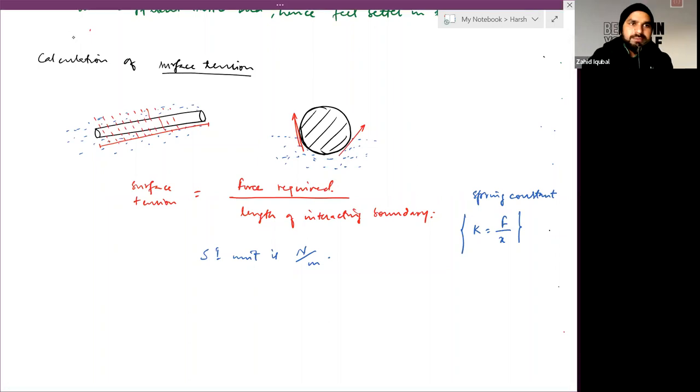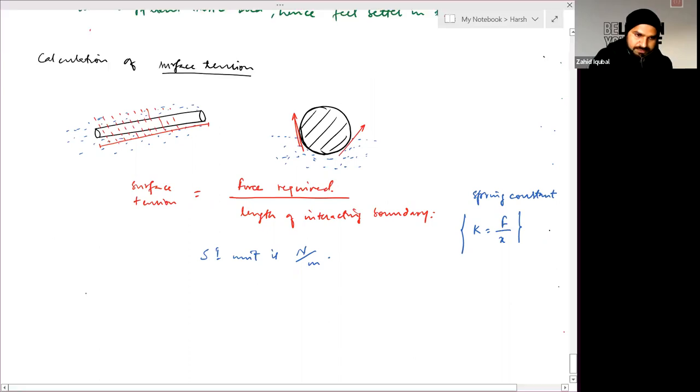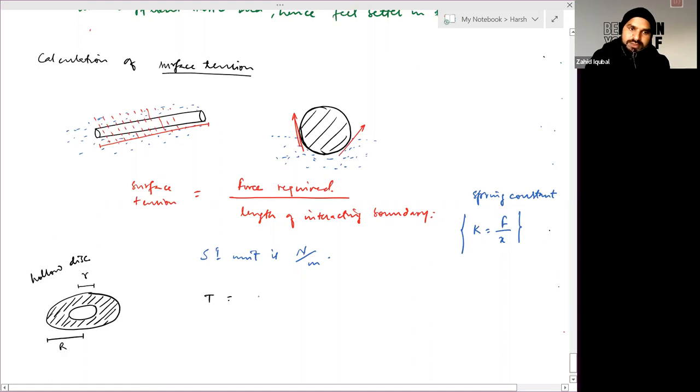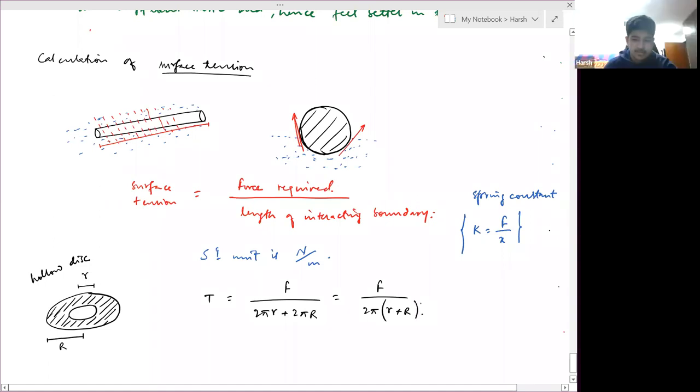Now, related to this formula, let me define. First, if you have any hollow disk, this is any hollow disk. So in this part, we have one length of interacting boundary from inside and one length of interacting boundary from outside. So surface tension related to this part will be force divided by the length of its interacting boundary. That will be 2 pi r from inside, and the length of its interacting boundary from outside, 2 pi capital R. So 2 pi to be common, so it will be just r plus R. Is it clear? Yes, sir.